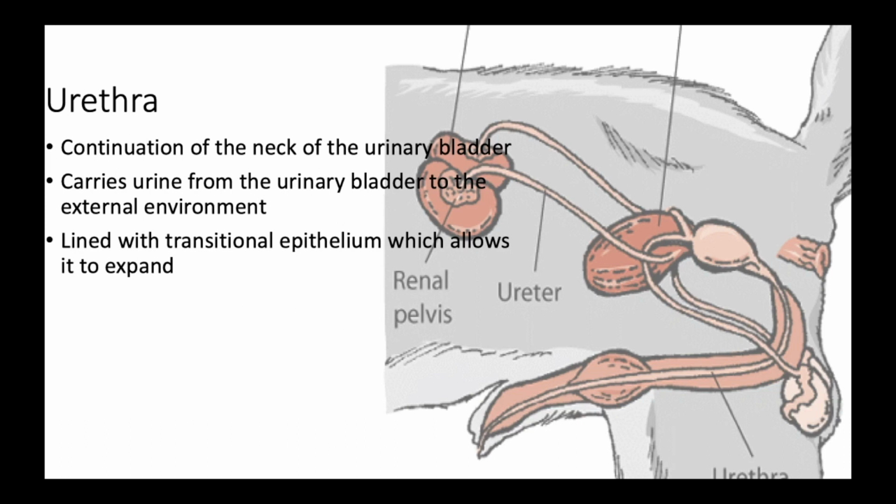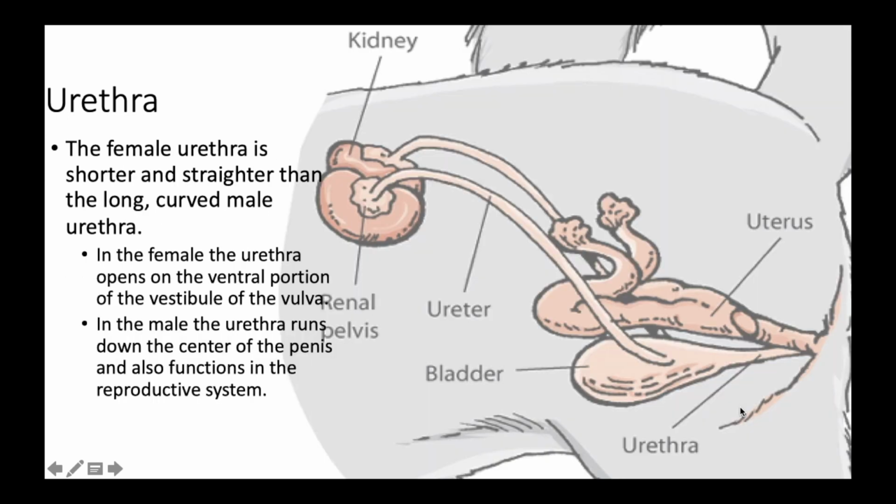So the urethra is the continuation of the neck of the urinary bladder and carries urine from the urinary bladder to the external environment. It's lined with transitional epithelium, which allows it to expand, and this, of course, is depicting the male. So we've got the two kidneys, the ureters, the bladder, and then the urethra, which comes around in sort of a backward C shape. The female urethra is shorter and straighter than the long curved urethra, and it opens to the ventral portion of the vestibule of the vulva.